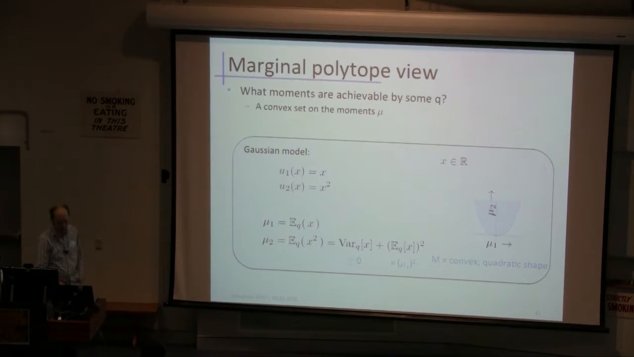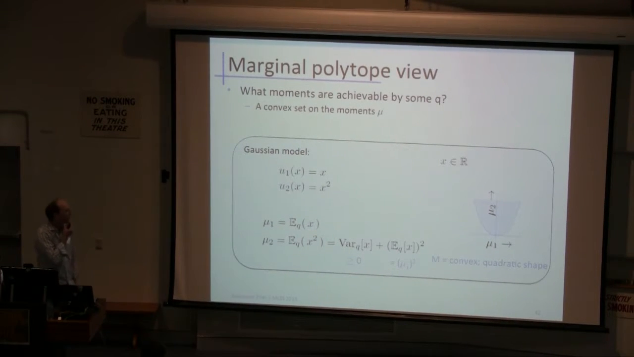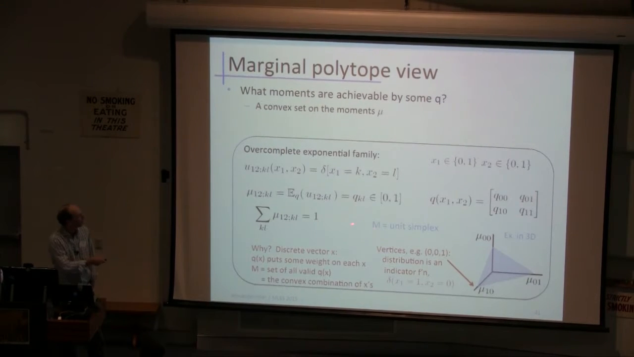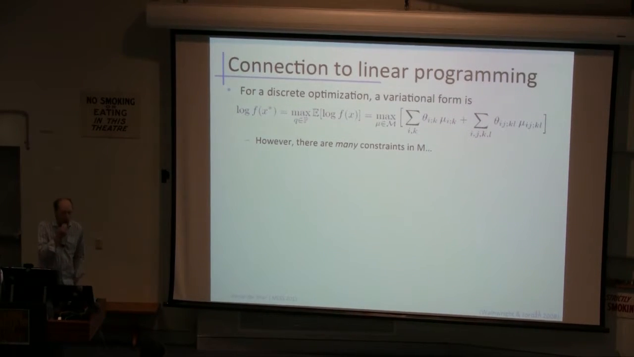Okay? So in general, for an exponential family model, the set of possible moments that can be achieved by some q is a convex set. And mostly we will think about discrete problems where it's a polytope. Okay, so how does this viewpoint connect to linear programming and dual decomposition?